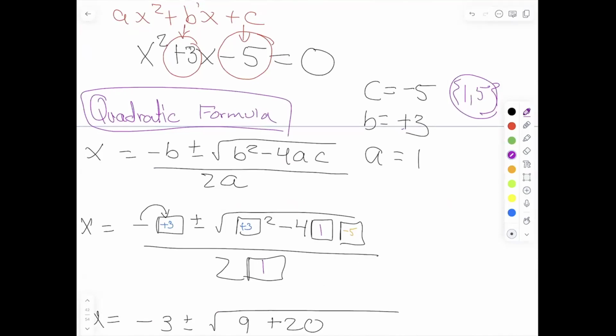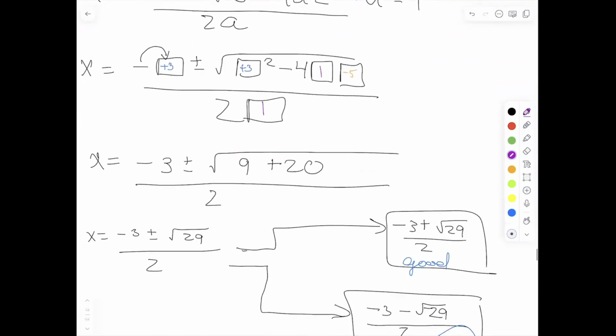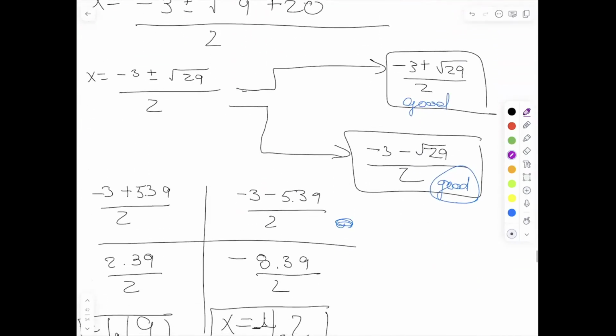So this is where this problem comes in, right? Where we put x squared plus 3x minus 5. We found our c value, our b value, our a value. We plug it in. And after we plug it in, we get our square roots.